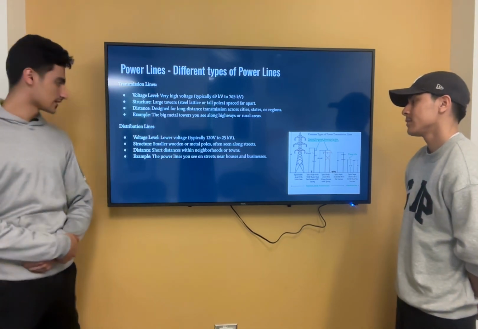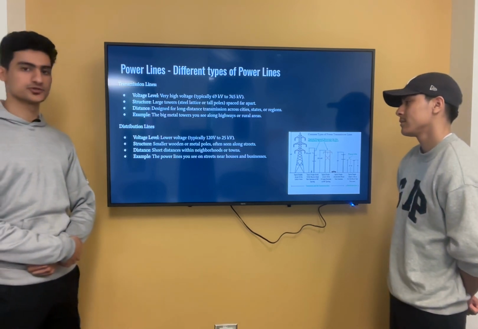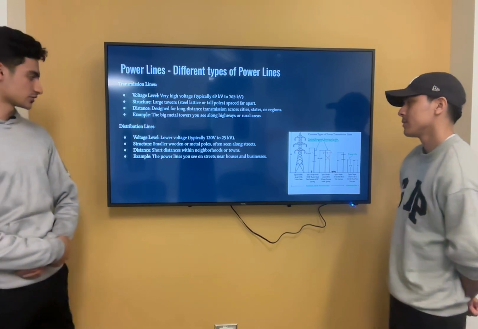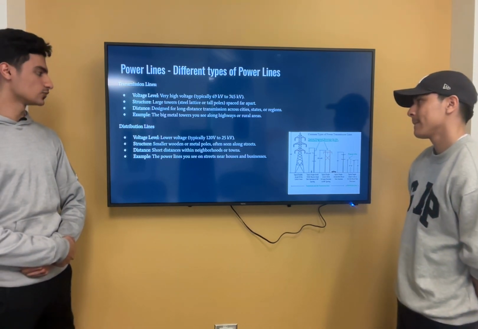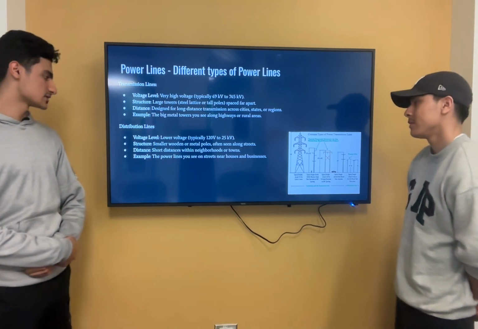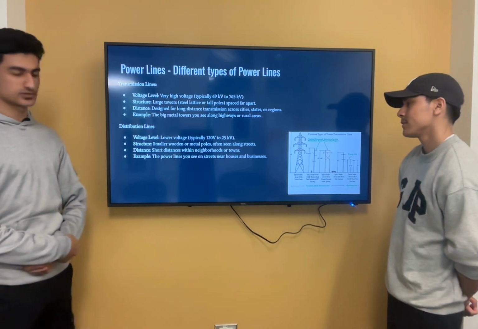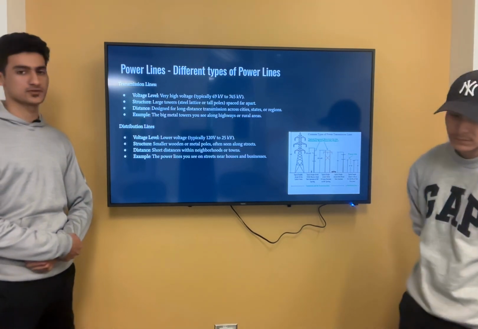For the distribution lines, the voltage level is lower, typically from 120 volts to 25 kilovolts. The structure of the distribution line is smaller, mainly wooden or metal poles often seen along streets. They're mainly used for short distances within neighborhoods or towns. For example, the power lines you see on streets near houses and businesses.